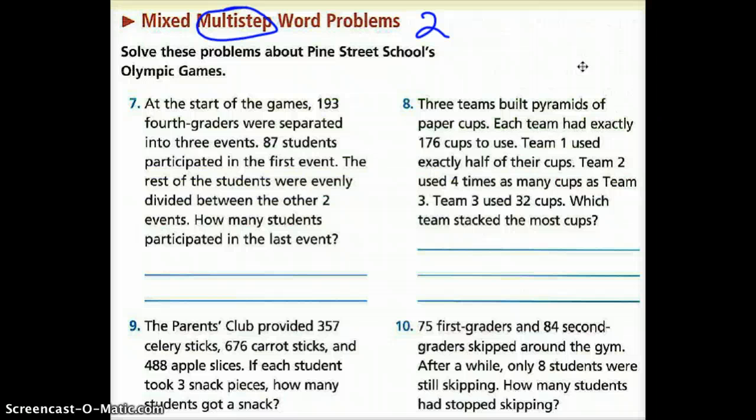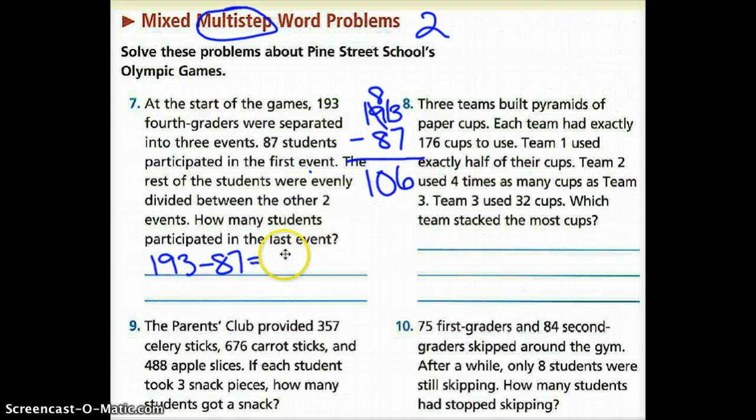Alright, so we have 193 fourth graders, but only 87 participated in the first event. So I'm going to take 193 and subtract 87. And borrow. So 13 minus 7 is 6. 8 minus 8 is 0. And then I have 1. So I have 106 students.